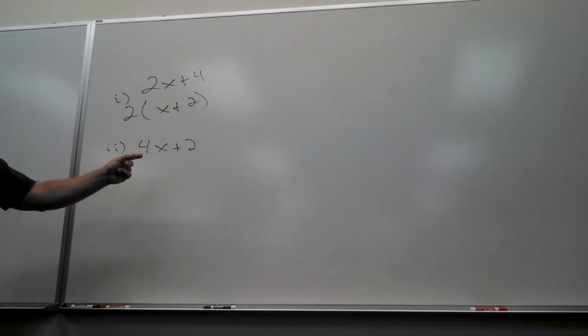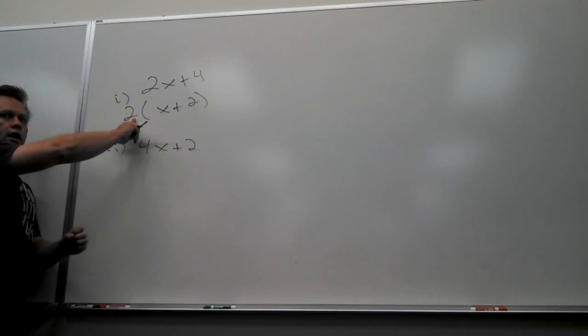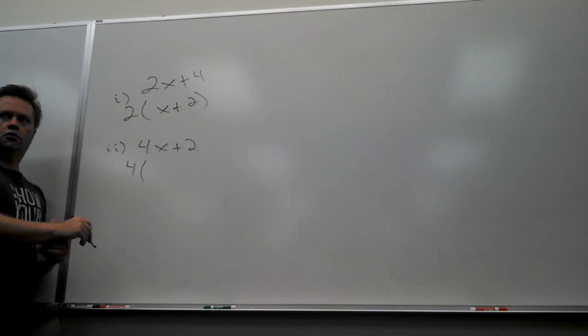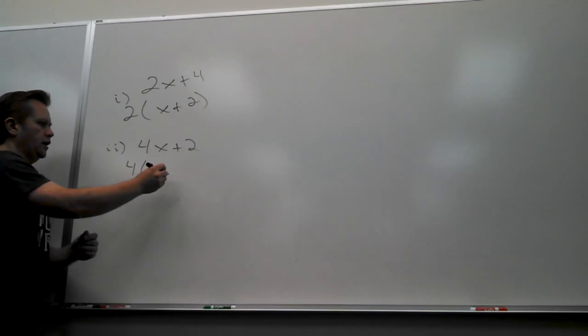Well, what did you do when you took a 2 out? You did what operation? You divided. So I could still take a 4 out of this. Totally. I can take anything I want out of that, to be honest. 4 divided by 4 is 1, so it's 1x. 2 divided by 4 is 1/2, so there's a 1/2 there.